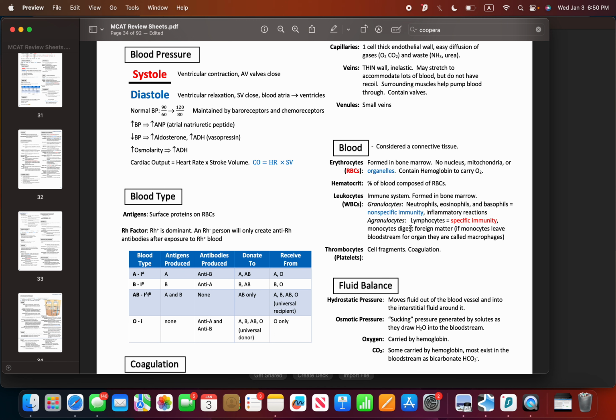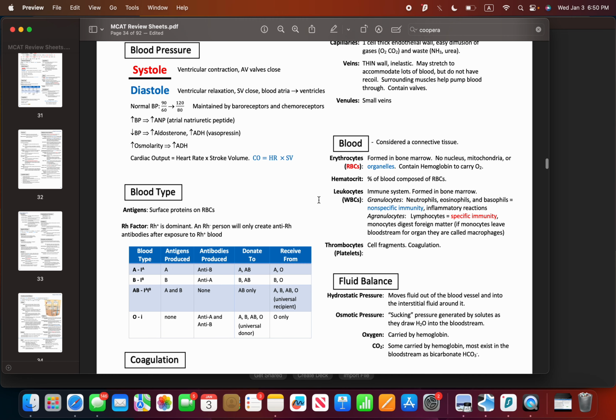Monocytes digest foreign matter. If and when the monocytes leave the bloodstream for an organ, they are called macrophages. They're called macrophages because they do phagocytosis. Any cell that does phagocytosis is called a macrophage. And we also have thrombocytes, which are platelets, and they are cell fragments, and they help in coagulation.